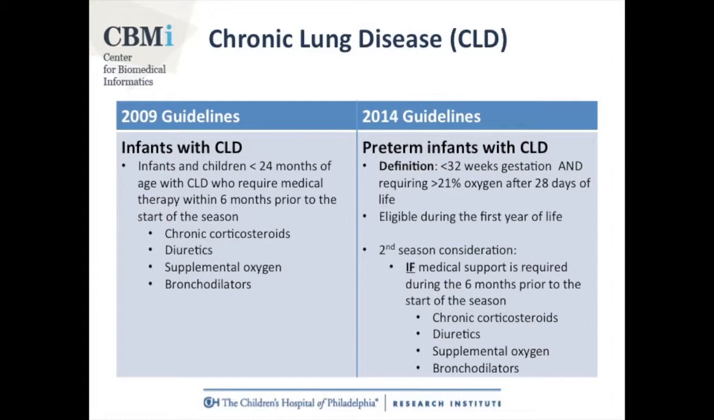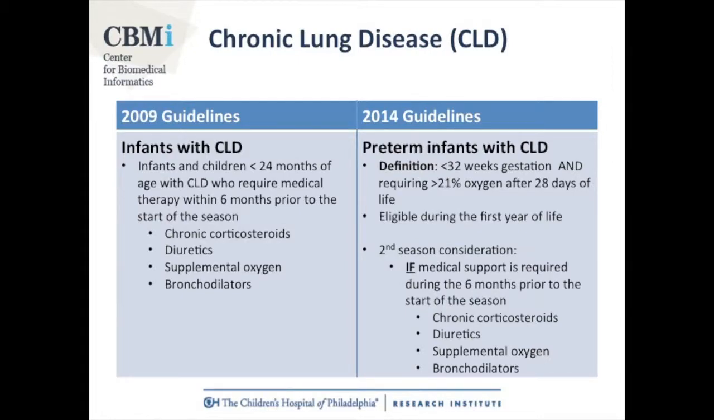In the updated guidelines, there is a clearer definition of chronic lung disease, but they specifically call out preterm infants with chronic lung disease. So they define this as children who are born at less than 32 weeks gestation, so that's 31 and 6 weeks, and those who require greater than 21% oxygen after 21 days of life. If you meet those criteria, that meets the definition for the purpose of this guideline as chronic lung disease of prematurity. Meeting that definition would make a patient eligible for 5 doses, the full series, during the first year of life. So long as they are less than 12 months old at the start of the season, November 1st, they would meet criteria for 5 doses.